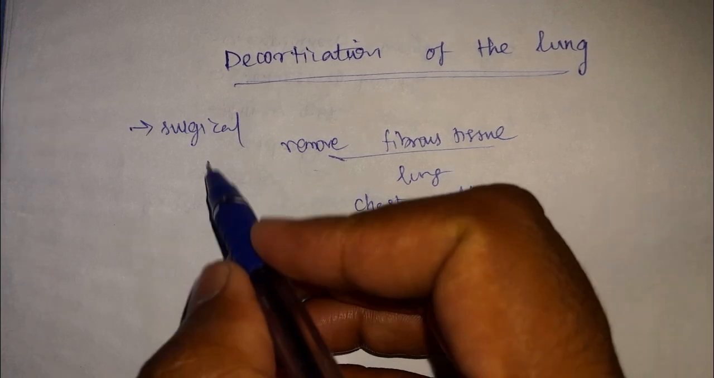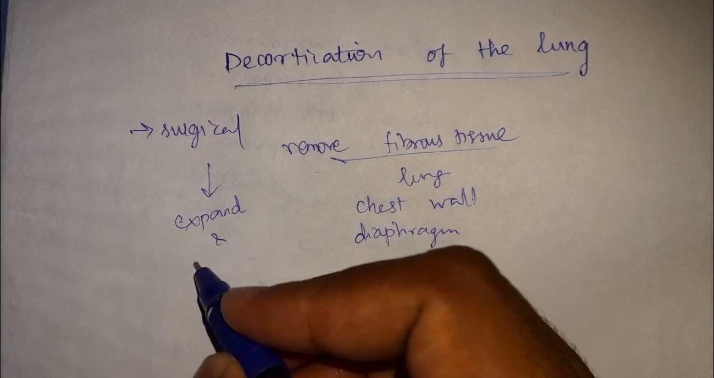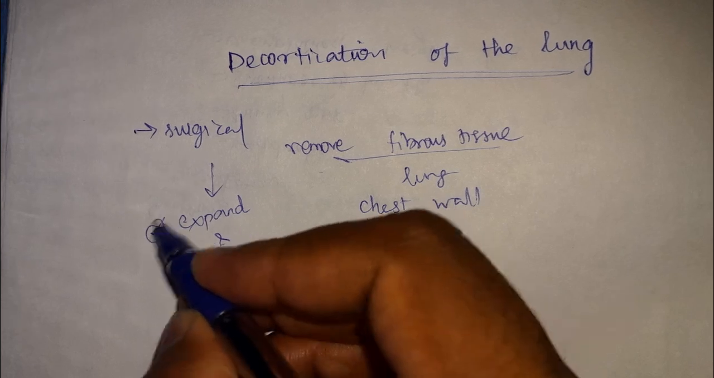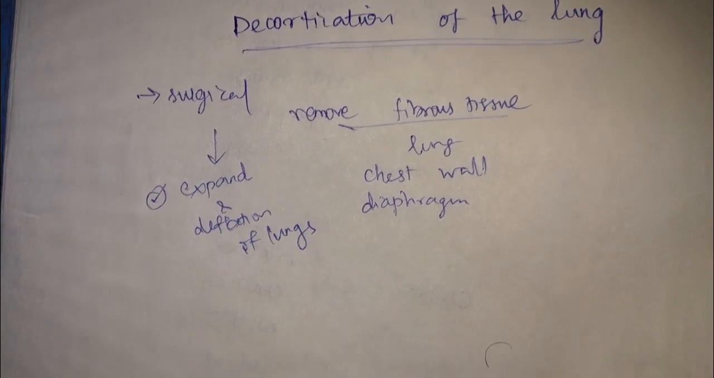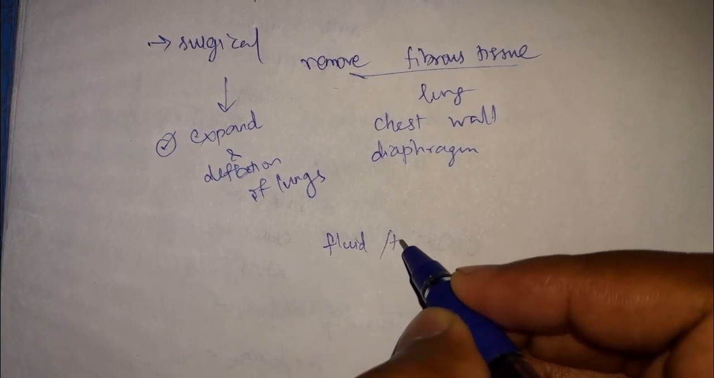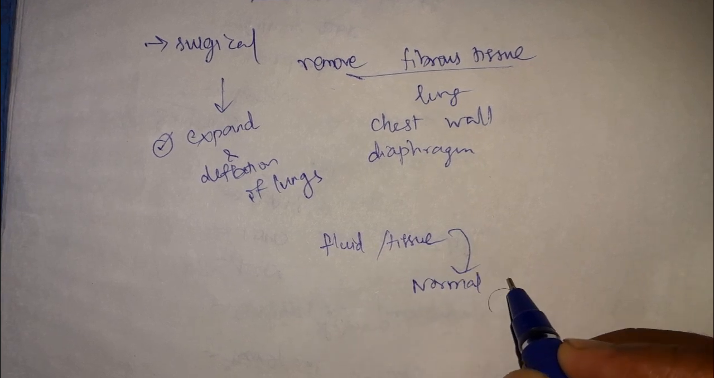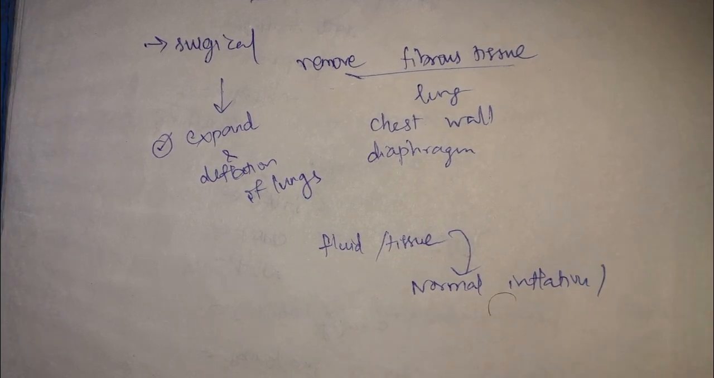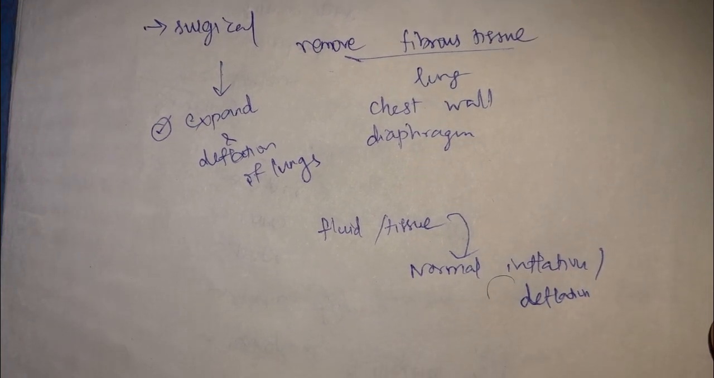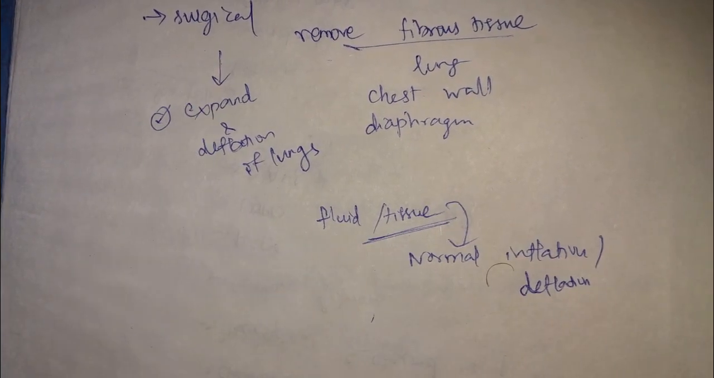This surgery enables the lung to expand and deflate during respiration. Normal expansion and normal deflation should be achieved by this procedure. Sometimes the pleural space is filled with fluid or tissue, which prevents normal inflation or deflation. These conditions are found in emphysema. At that time, if it is filled with fibrous tissue, this surgical removal is required.